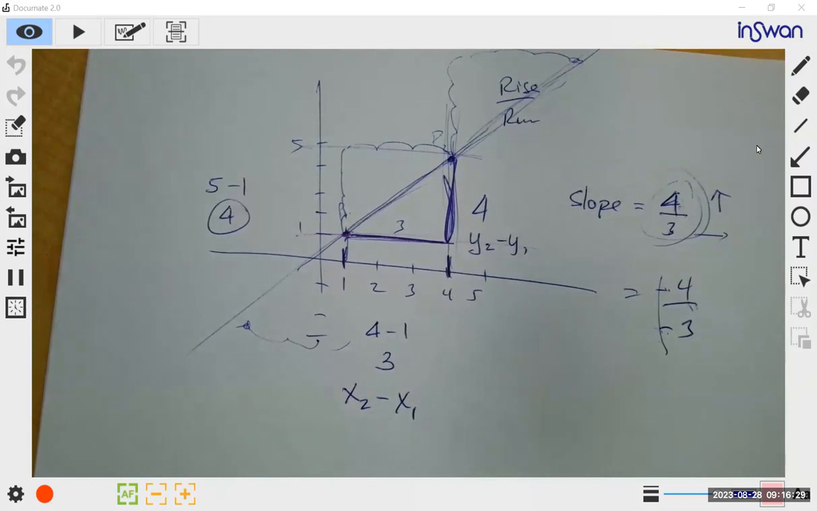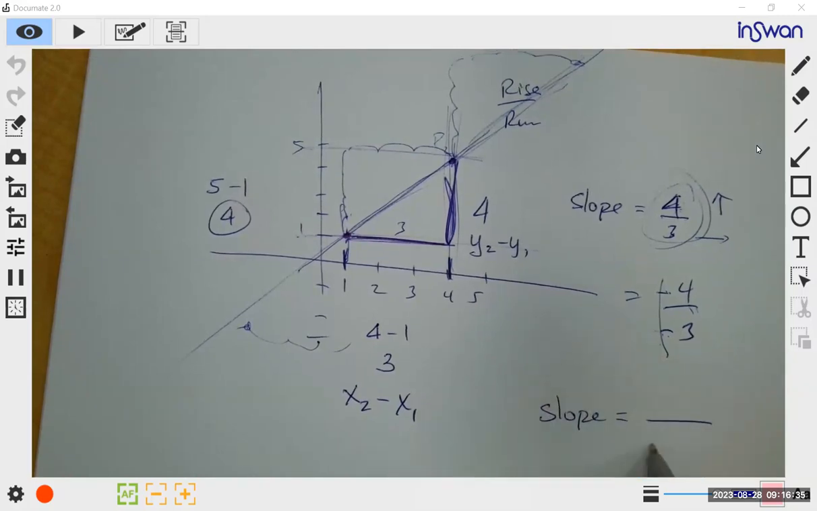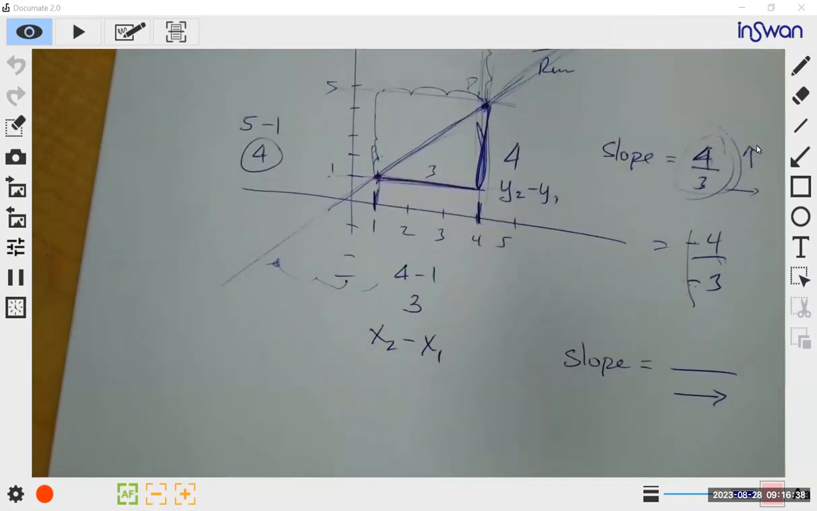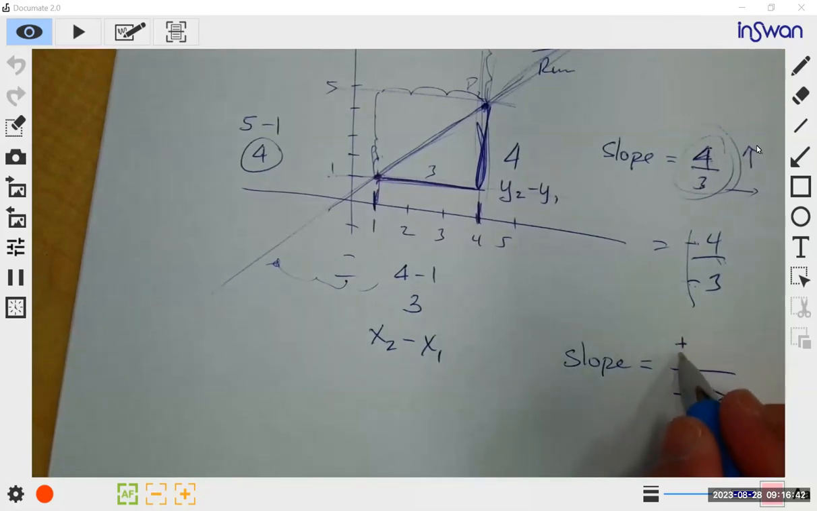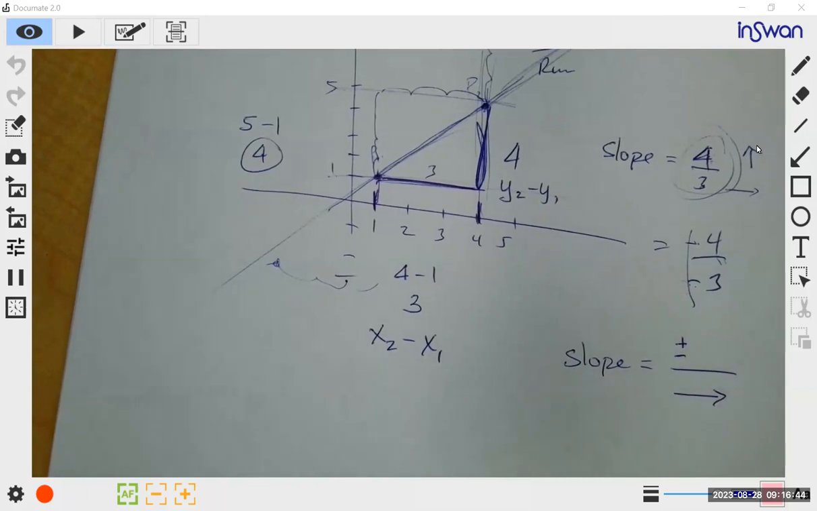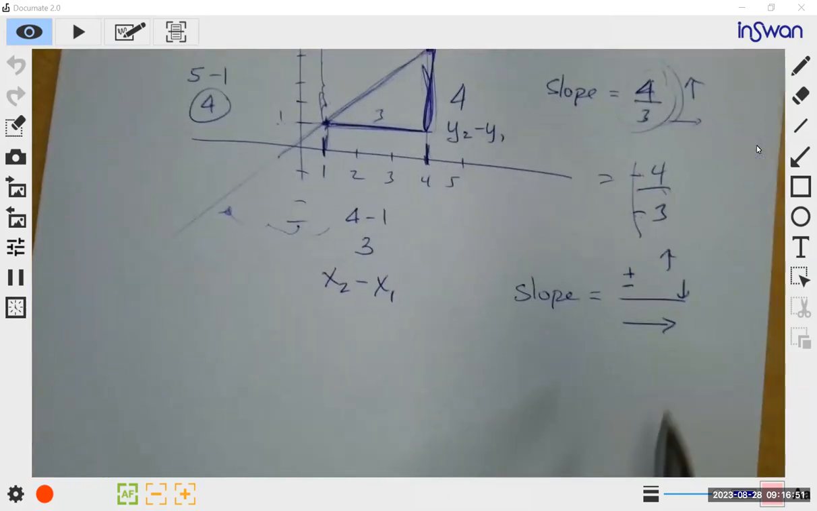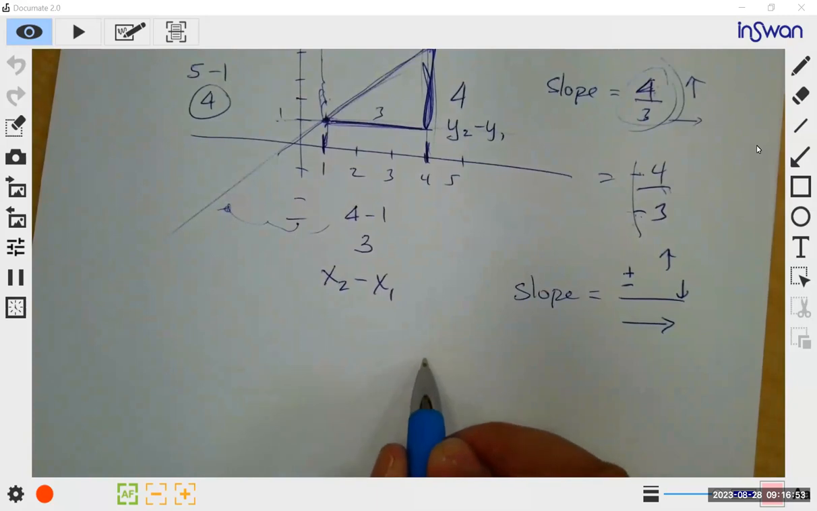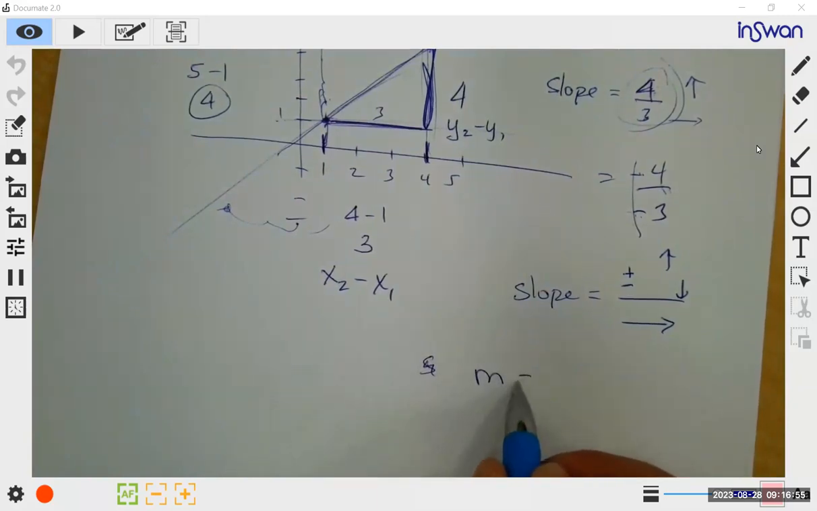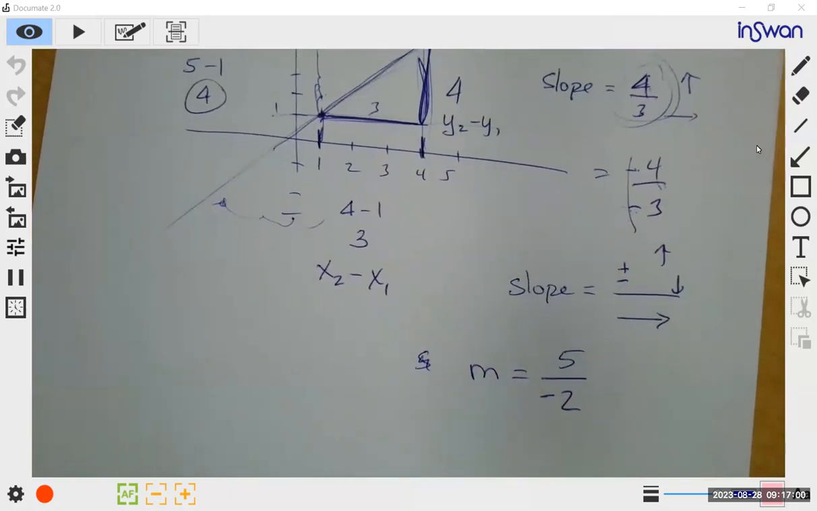But as a rule of thumb, the bottom number on a slope is always positive. In a fraction, the top number is the only thing that can be positive or negative. Either go up if it's positive or down if it's negative. The bottom number will always be positive. So in other words, if you had a slope of 5 over negative 2, how would you rewrite that?